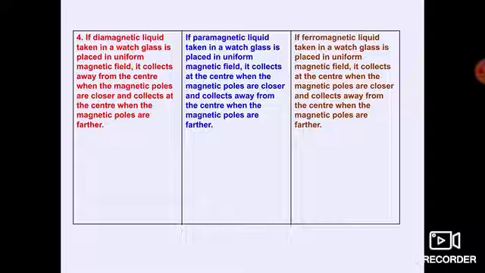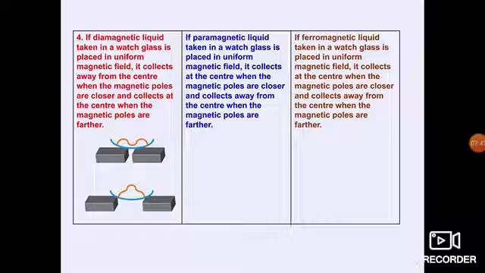If ferromagnetic liquid taken in a watch glass is placed in a uniform magnetic field, it collects at the center when the magnetic poles are closer and collects away from the center when the magnetic poles are farther. As you can see, that is it also.